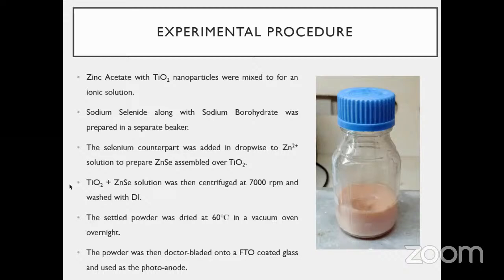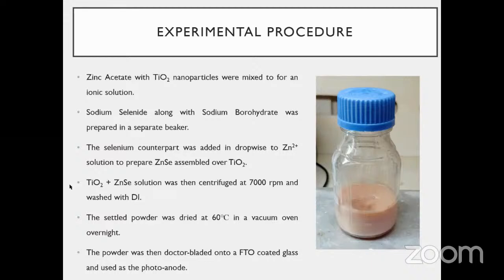First we took TiO2 nanoparticles and dissolved them in water, and we added a zinc salt, zinc acetate to be precise, on top of the TiO2 to get an ionic solution which has zinc 2+ ions. In a separate beaker, we added sodium selenide to form the selenium precursor. Along with it, we used sodium borohydride as a reducing agent. When the selenium solution is added to the zinc counterpart, we got zinc selenide, which turned the orangish color you see in the picture.